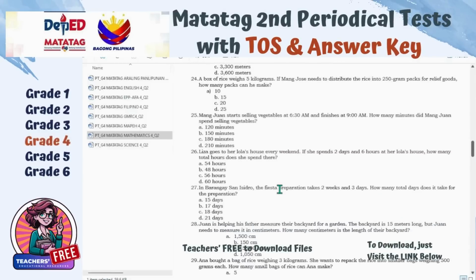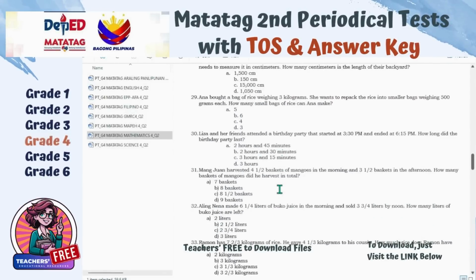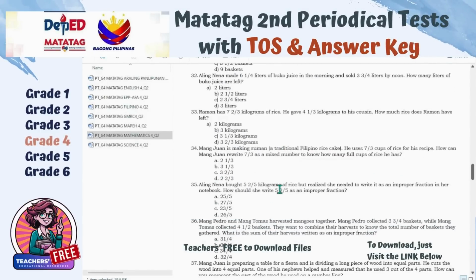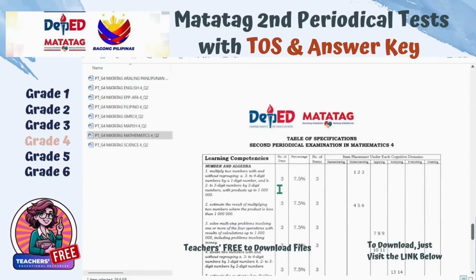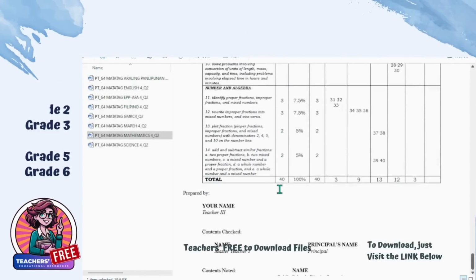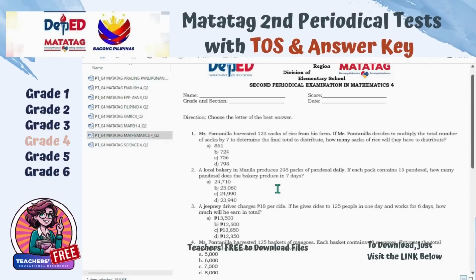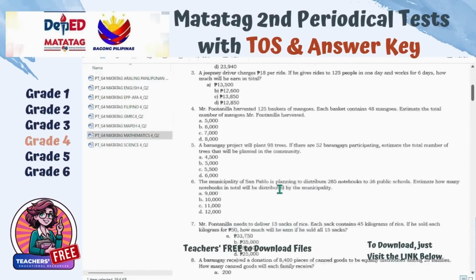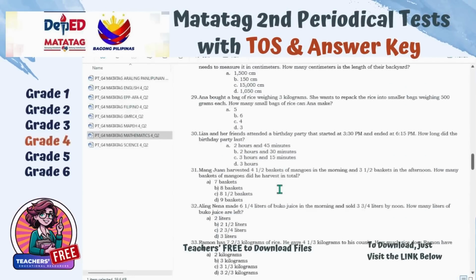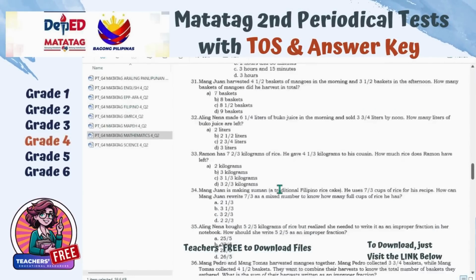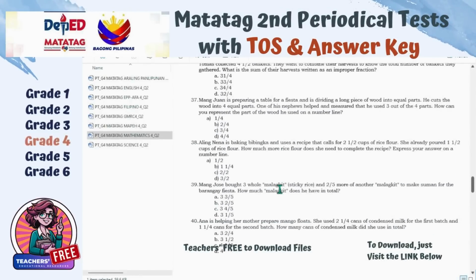In number and algebra, you'll multiply large numbers, 3 to 4 digit by 1 digit, and 2 to 3 digit by 2 digit, with and without regrouping, estimate multiplication results, and solve multi-step problems, including money. You'll also practice division with and without regrouping, estimate quotients, and apply NDAS rules in word problems.